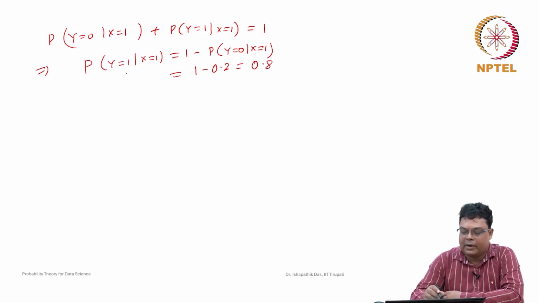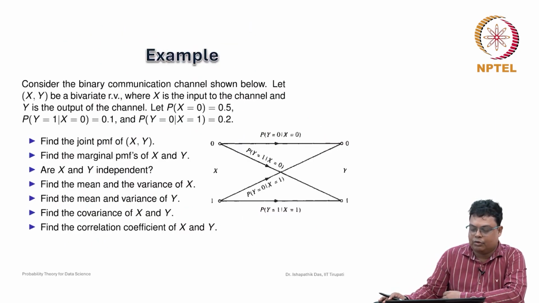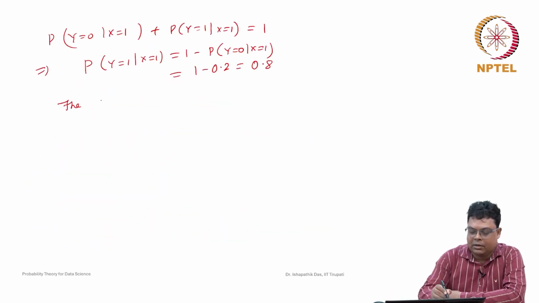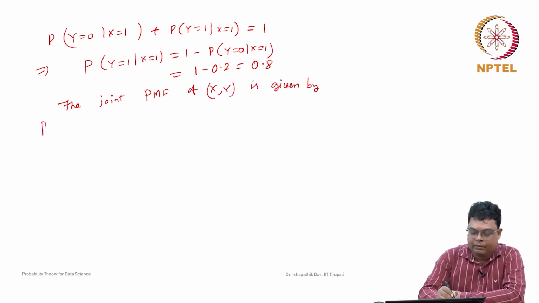So, we require all these probabilities because we finally want to find the joint probability mass function. The joint probability mass function of xy is given by p of xy for all values. So, we have to find all xi yj. x can take 0 and 1, and y can take 0 and 1. So, we start with 0 0.